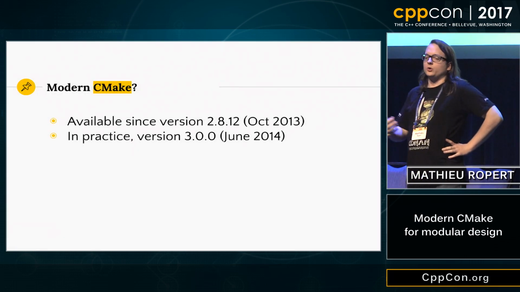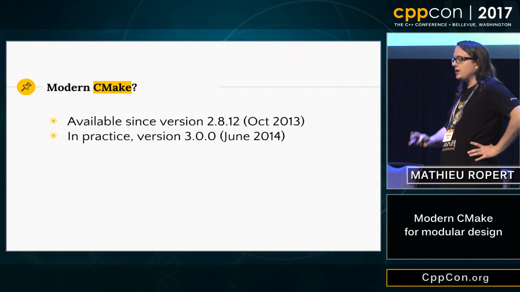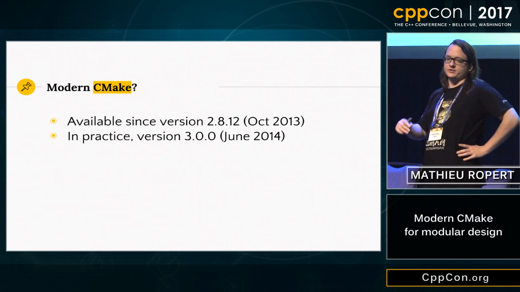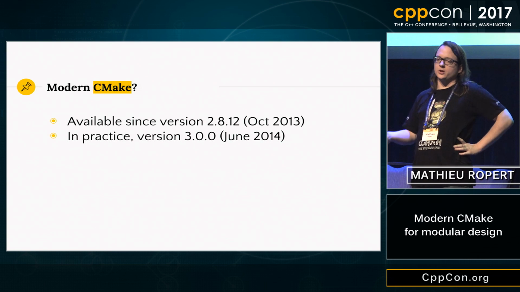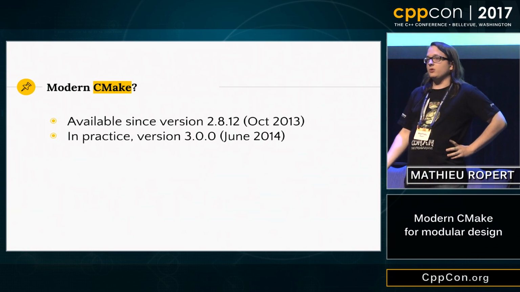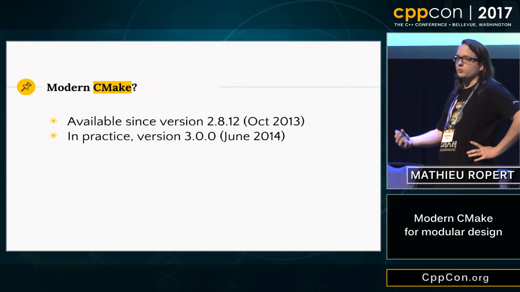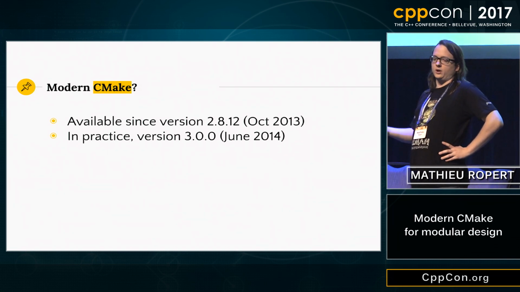So what do I call modern CMake? You might have seen that that was the title of my talk. I'm not entirely fond of the title myself, but you know, there's modern C++. Why not modern CMake? It's something that's been available for some time. I would say the first compatible release would be 2.8.12.